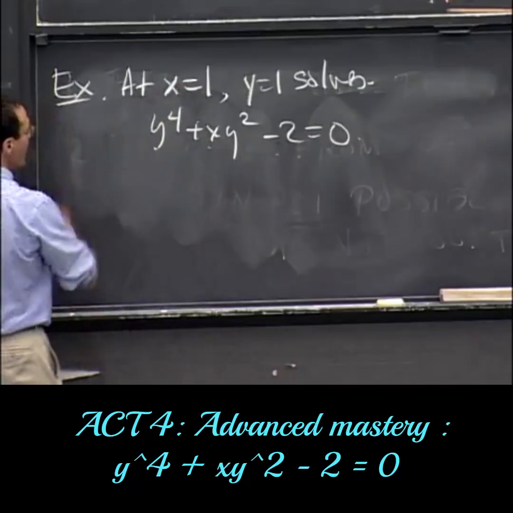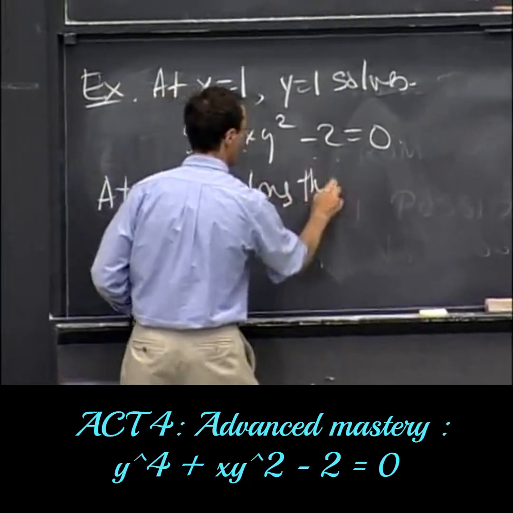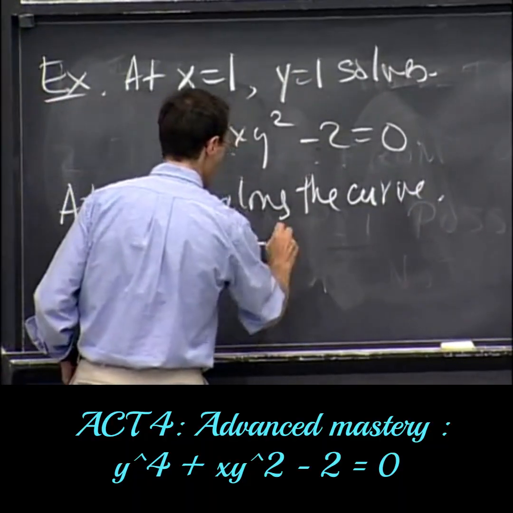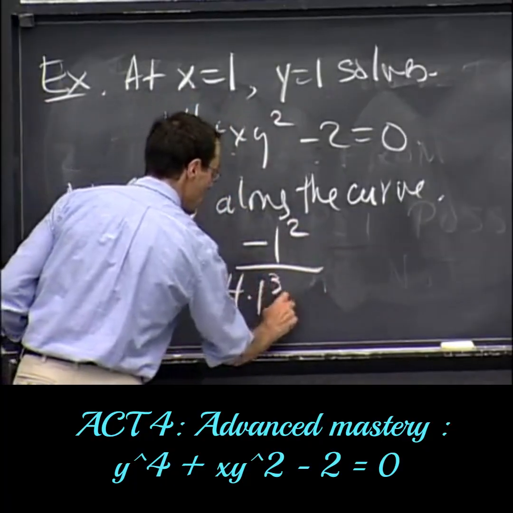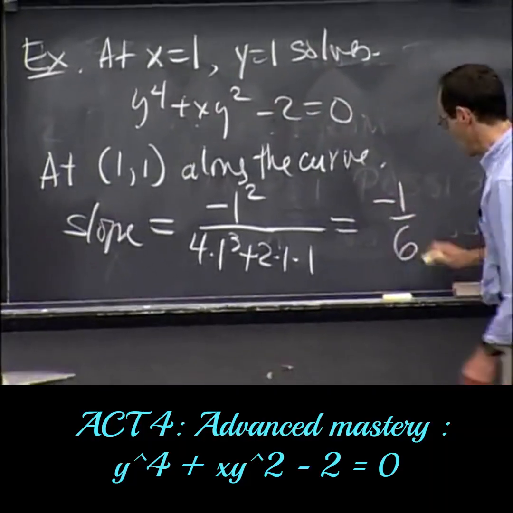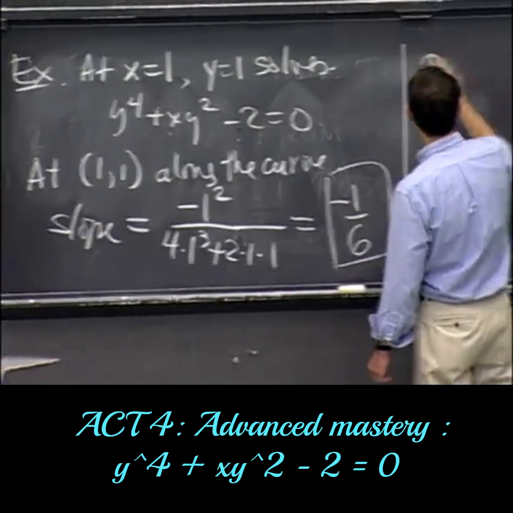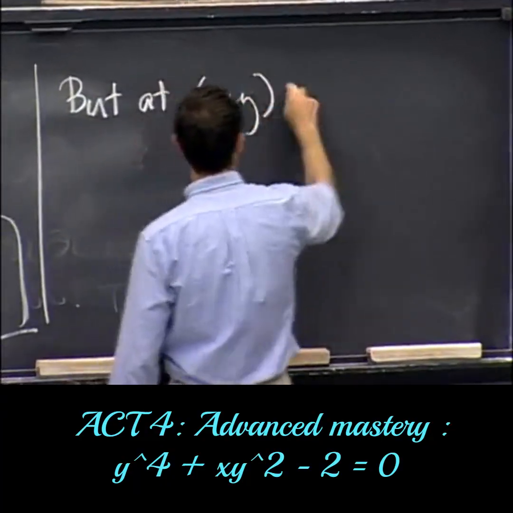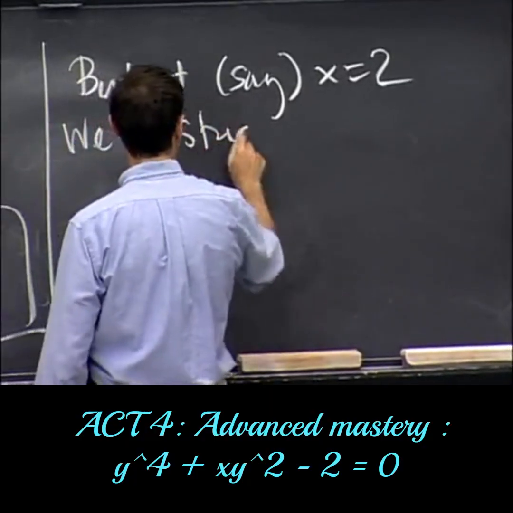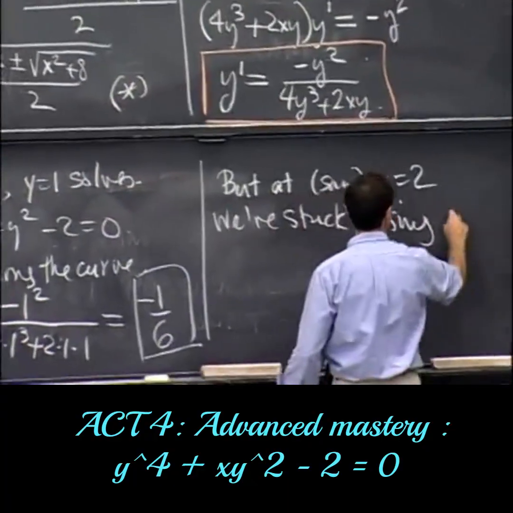So I did that. And so we now know that when x equals 1, y equals 1, so at 1, 1 along the curve, the slope is equal to what? Well, I have to plug in here minus 1 squared divided by 4 times 1 cubed plus 2 times 1 times 1. That's just plugging in that formula over there, which turns out to be minus 1/6. All right, so I can get it. On the other hand, but at, say, x equals 2, we're stuck using this formula star here to find y.